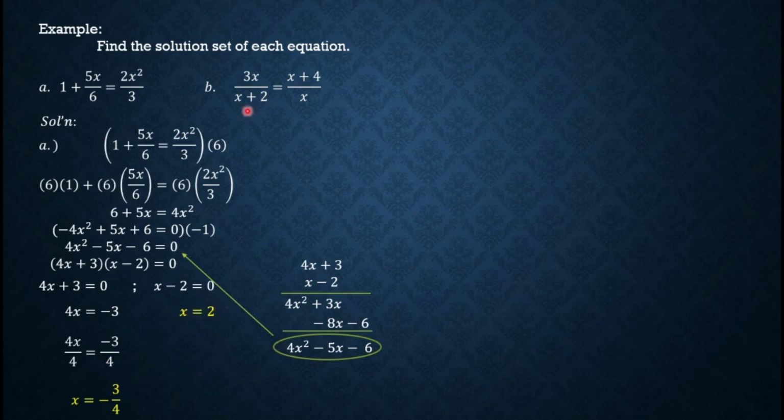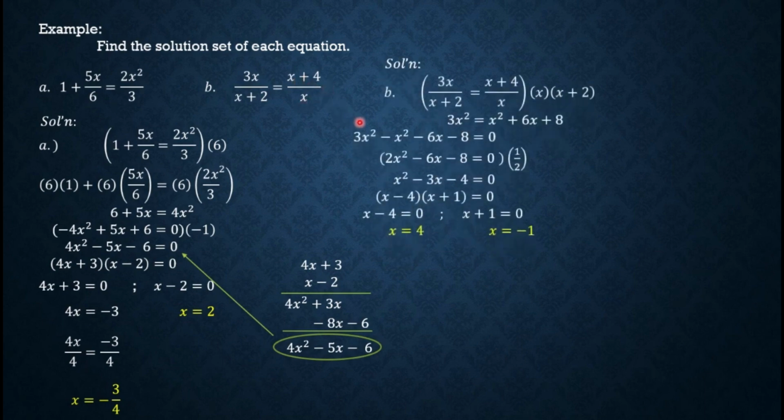Let's try another example. 3x over x plus 2 is equal to x plus 4 over x. So, solution. We need to multiply by x times the quantity x plus 2 to remove the denominators. If you multiply x times the quantity x plus 2, where x plus 2 is cancelled, the remaining is x, so 3x times x is equal to 3x squared.